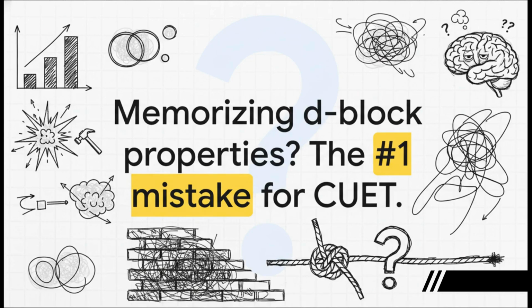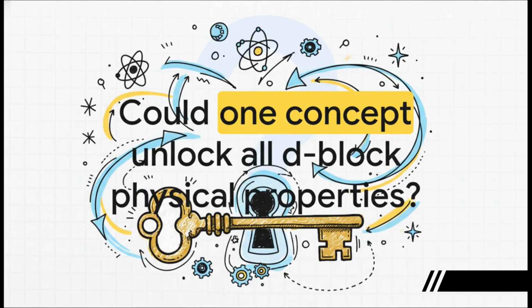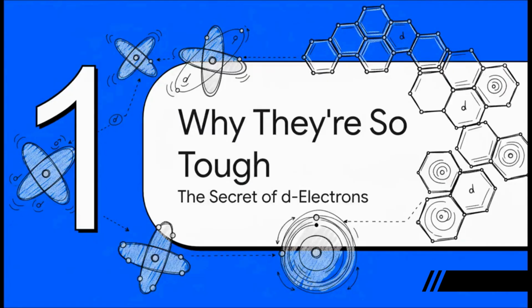It's exhausting, it's not going to stick, and it's the number one way to get completely wrecked by a tricky question on the exam. But what if there was a master key, a single core idea that could unlock pretty much every tough question on their physical properties? Stick with me for just the next few minutes, because I'm going to give you that key. We're going to turn all that confusion into total clarity. Let's do this.